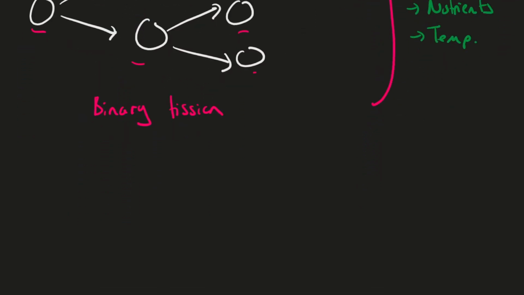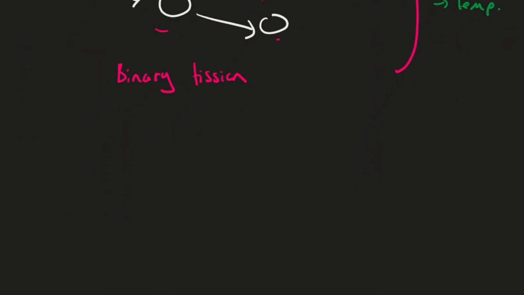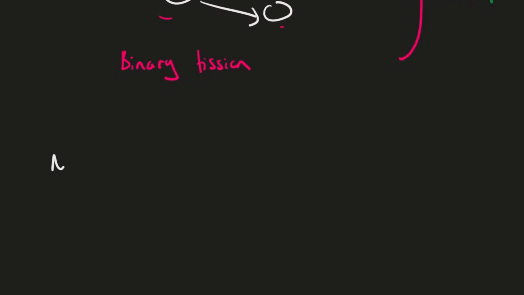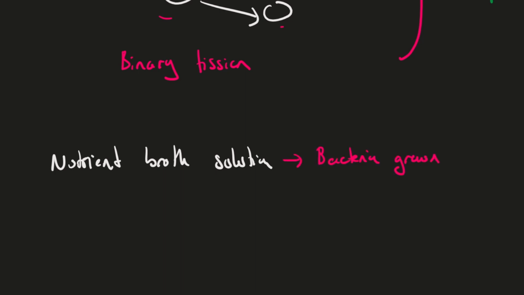Now, we can actually choose to culture these bacteria ourselves, and there are two main techniques that we can use. We can use a nutrient broth solution, which is a broth liquid that is full of nutrients, and this allows the bacteria to grow inside of it. So the bacteria is grown inside of solution.